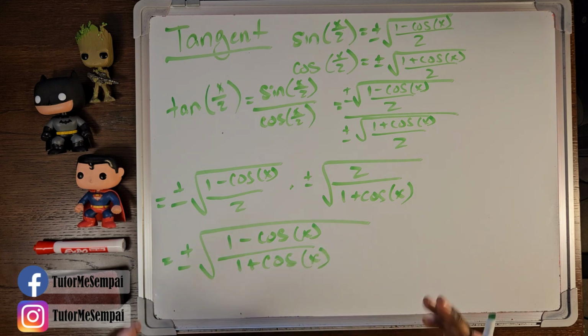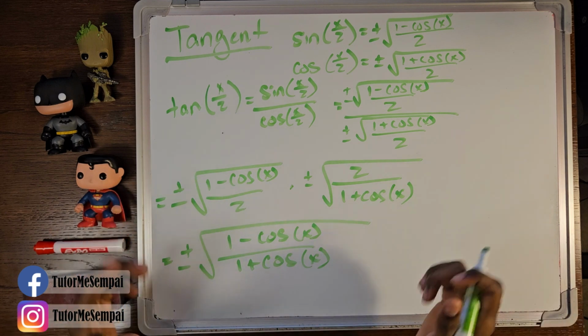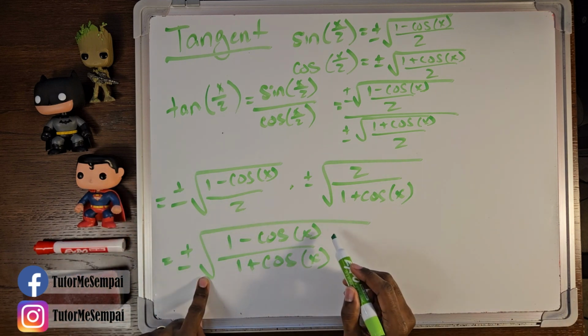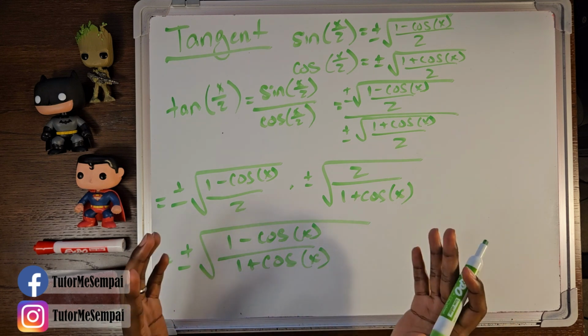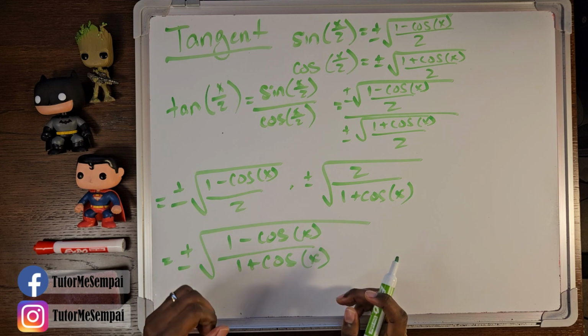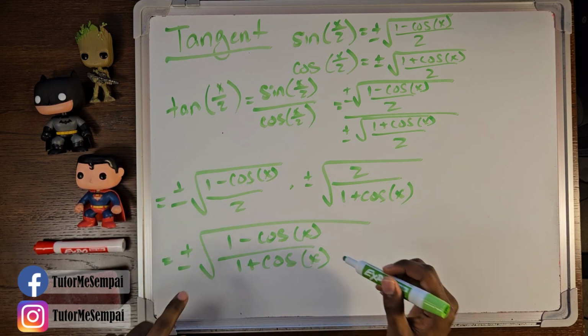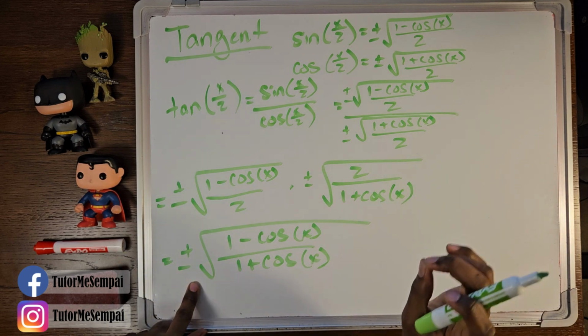And this is going to be our first half angle identity for tangent. Plus or minus the square root of 1 minus cosine of x over 1 plus cosine of x. But like I said, this is just one of many. There's technically 3 of them, and I'll show you how you can find both of them starting from here. So I'm going to rewrite this with this so we know where we're starting from.